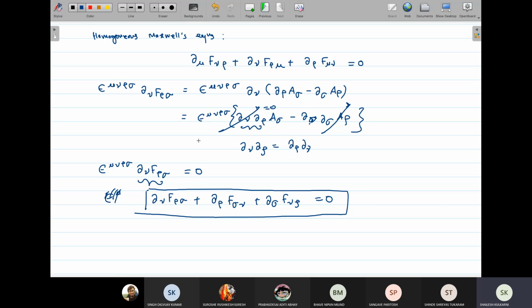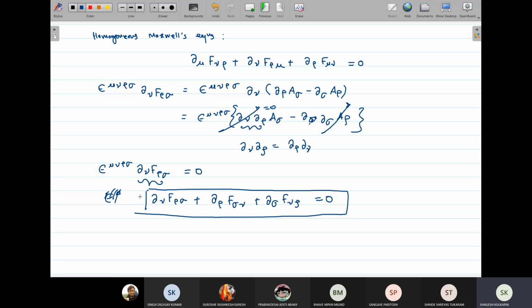So your homogeneous Maxwell equation is nothing but the statement about the identity. It's nothing but the identity, and that is expected because your homogeneous Maxwell equations, namely del dot B equal to 0 and del cross E equal to minus 1 over c del B by del t, actually provide a redefinition of electric and magnetic fields in terms of potential. They give us nothing, no new information.